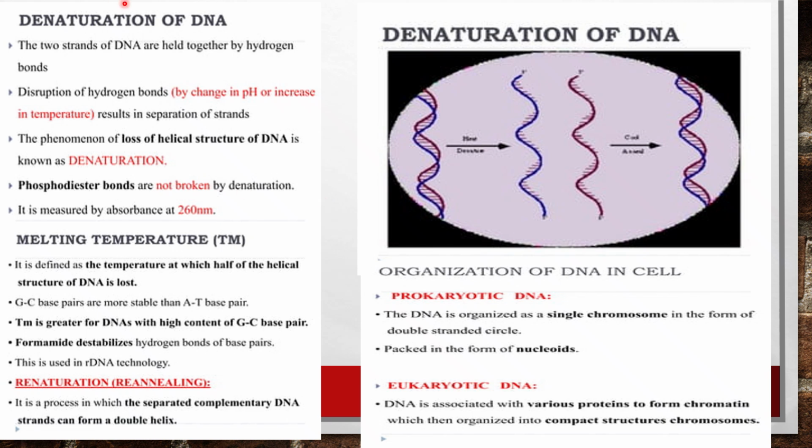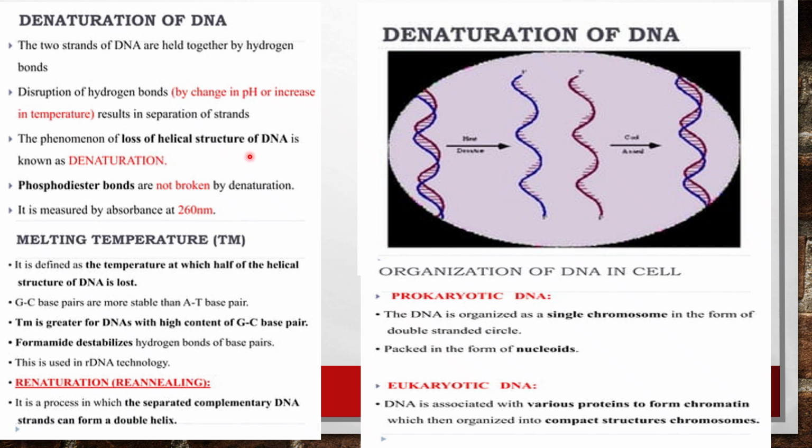Then denaturation of DNA. The two strands of DNA are held together by hydrogen bonds, and disruption of these hydrogen bonds, like by change in pH or increase in temperature, will result in their separation. We can see it here: treatment with heat or change in pH will lead to the separation of the two strands. These are generally reversible phenomena. Once the sample is cooled down, there is a renaturation.